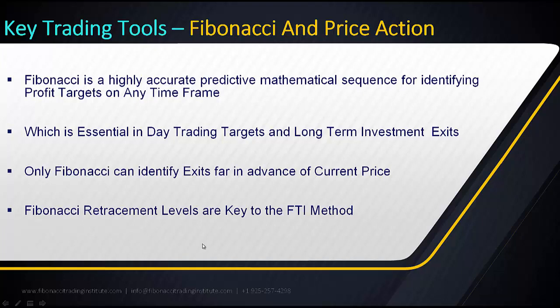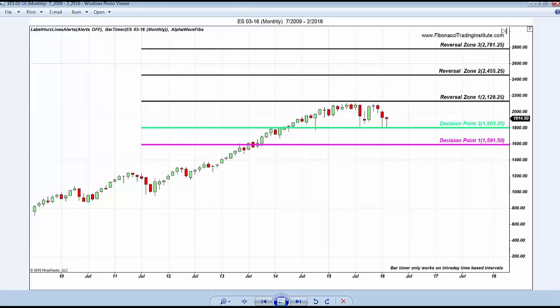Only Fibonacci can identify exits far in advance of current price. On day trading charts, minutes, hours, days in advance. On long-term charts, days, weeks, months and years in advance. Here's a chart from 2016 monthly. What do you see on this chart? Do you remember how crucial decision point 2 is?